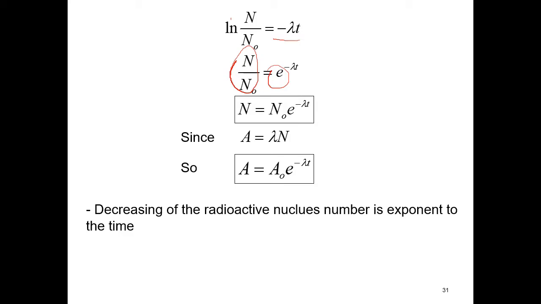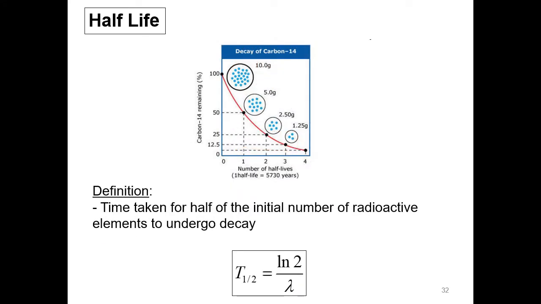Same also if you have the case of activity. Activity is known as lambda N. So A is equal to A naught e to the negative lambda t. The decrease of the radioactive nucleus number is exponential with time. Half-life is the time taken for half of the initial number of radioactive elements to undergo decay. T half is equal to ln 2 over lambda.